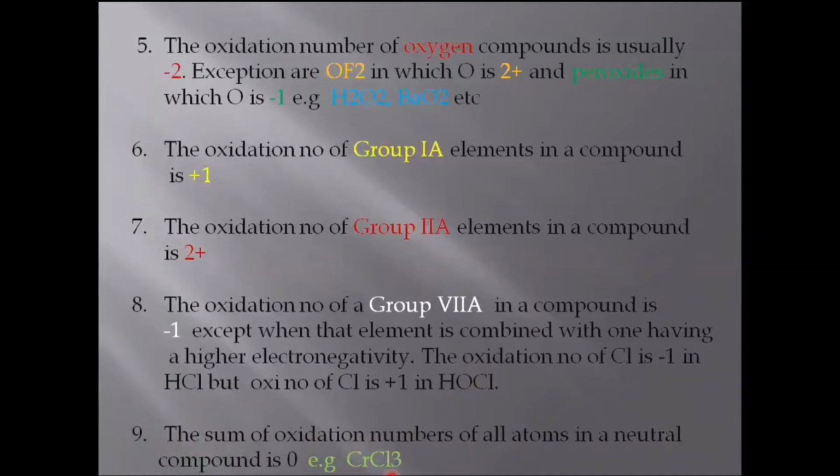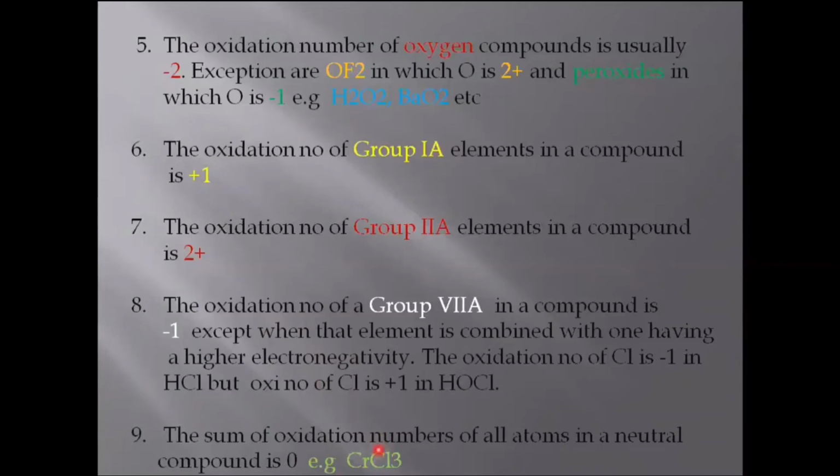We have said in the 8th rule that the halogen family has an oxidation number of -1. So 3 chlorines mean 3 negative. So chromium will be 3 positive in order to make this compound neutral.